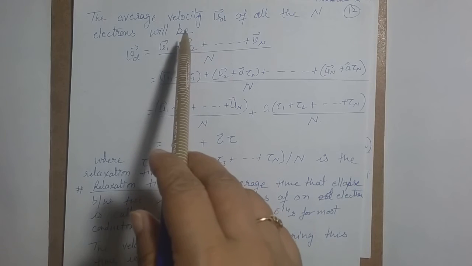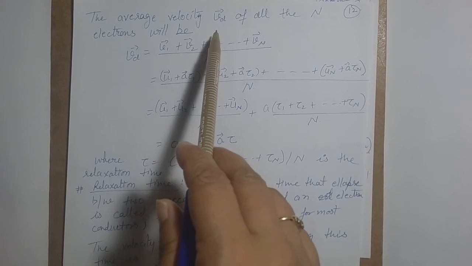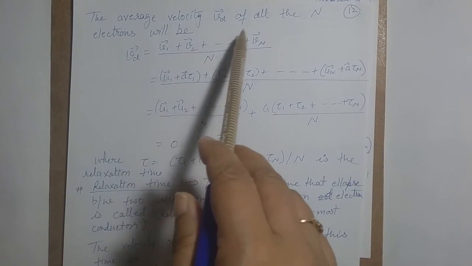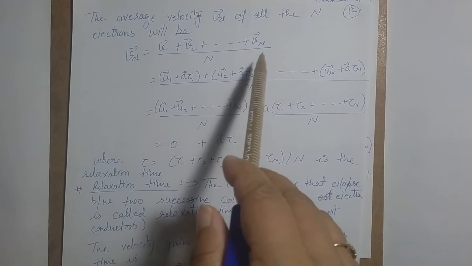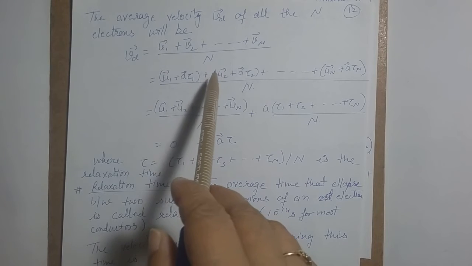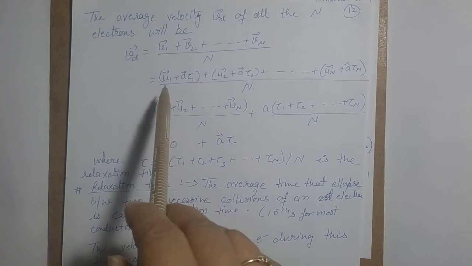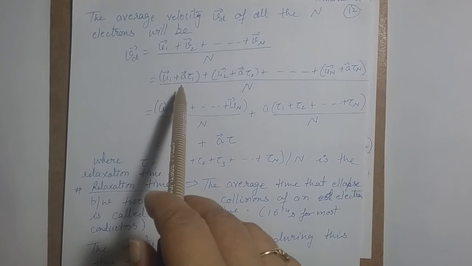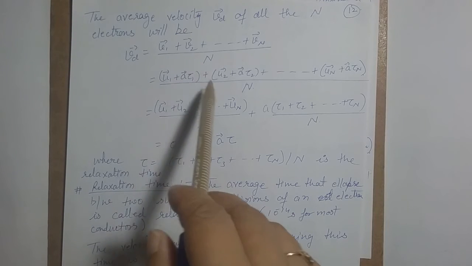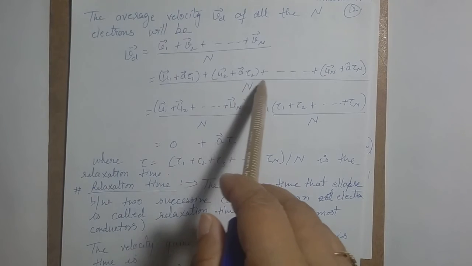So now let us find the average velocity for these final velocities. Let us say that the final average velocity is Vd for all the electrons, and that will be V1 plus V2 plus up to Vn, divided by n. Now let us substitute the value of V1. V1 is u1 plus a tau 1. V2 is u2 plus a tau 2, and so on.